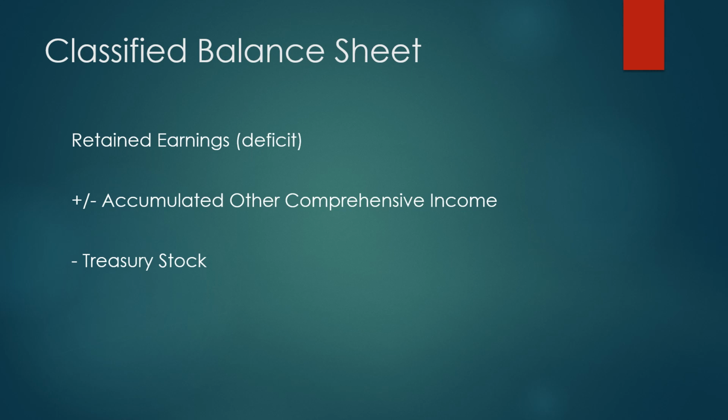In some cases, you might have accumulated other comprehensive income. We don't have that here, but bear in mind that accumulated OCI can either increase or decrease your stockholders' equity balance depending on whether it's cumulative gains or cumulative losses. Another item that might decrease your total stockholders' equity would be treasury stock. We use the cost method to account for treasury stock.